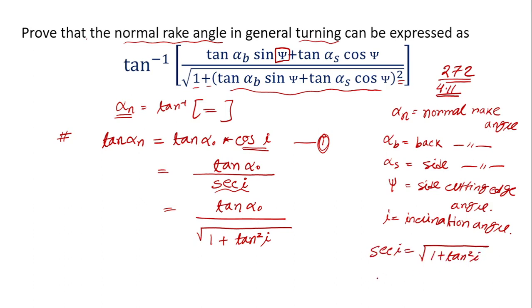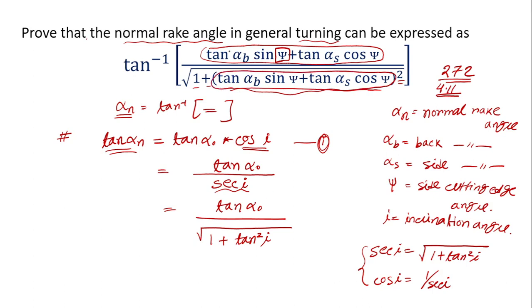Similarly, cos of I I can also write as 1 by secant of I. So this is the simple thing, you know this thing. So I just arranged this tan alpha n in this form. Now you can see, if I express this tan alpha naught in this term, and this tan square I, meaning tan I, in this term, then my job will be done.